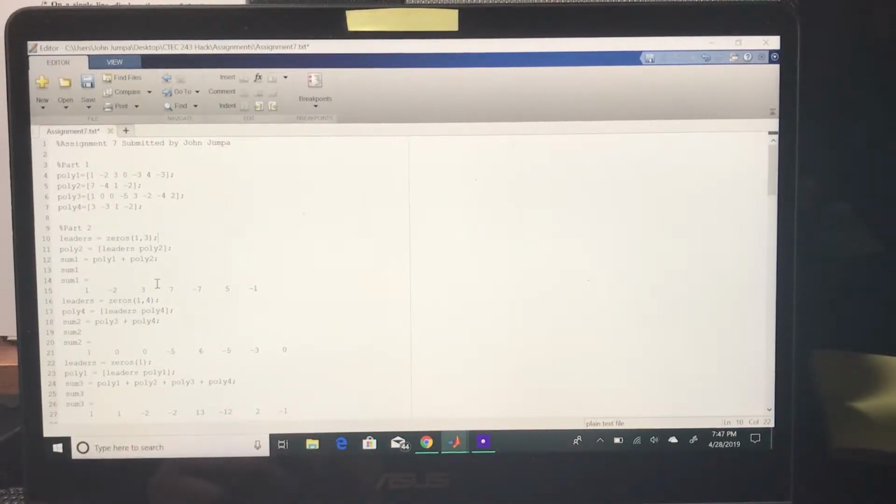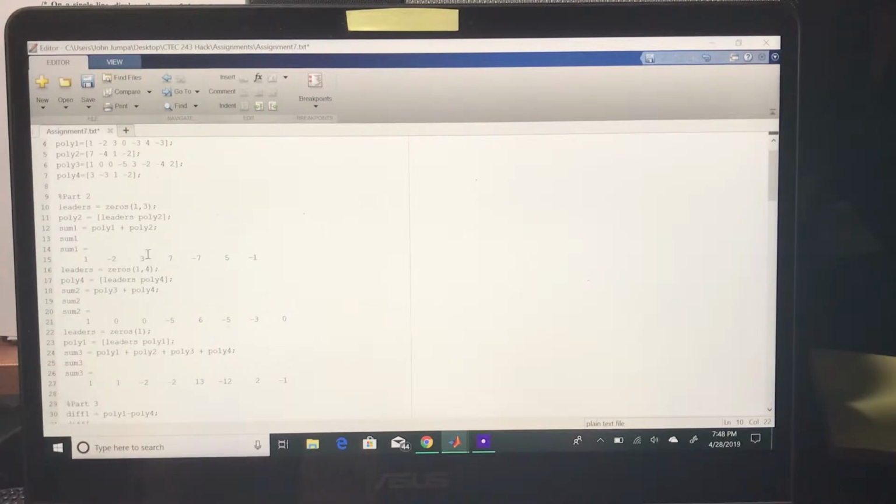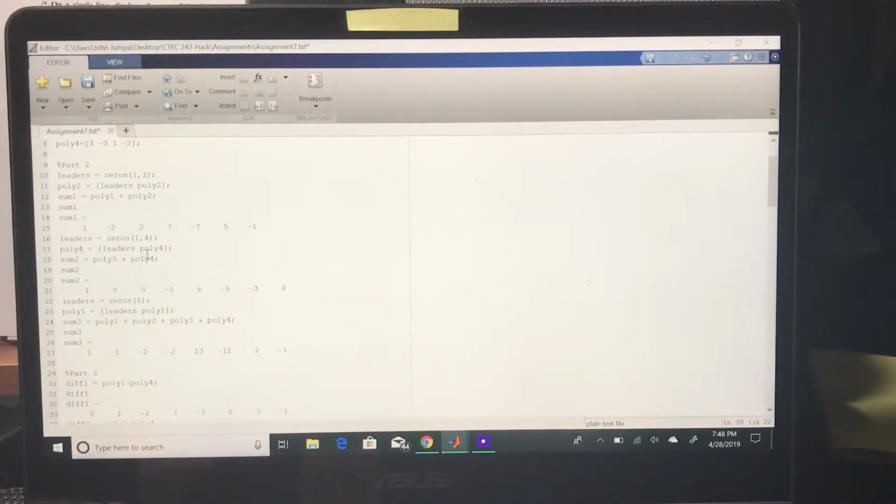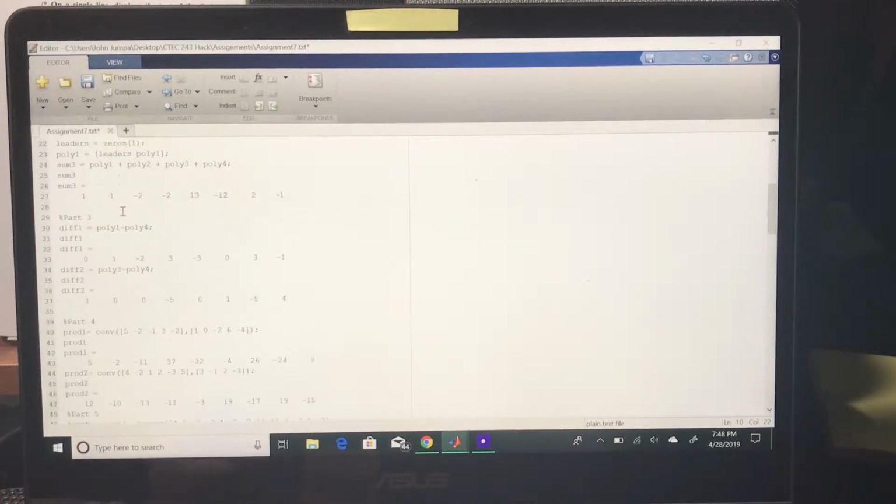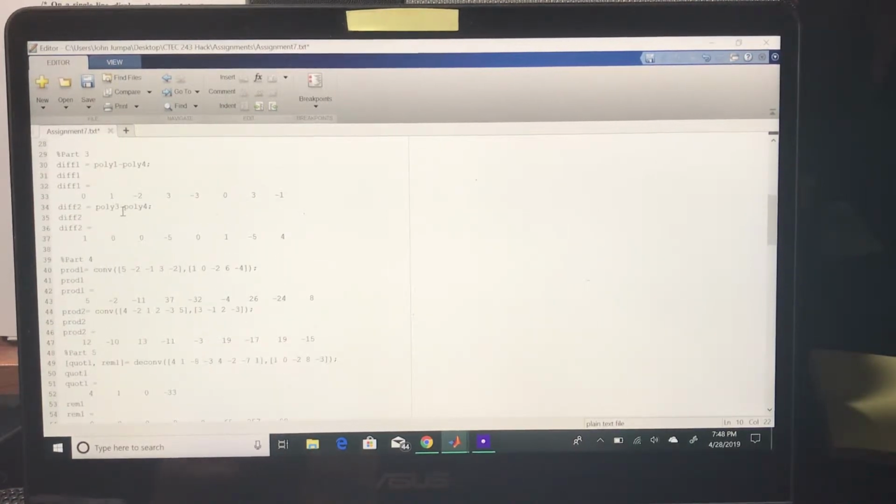MATLAB won't give you an error saying you cannot add these polynomials because they are not the same matrices. And I got the sum 1 there. And as you can see, you could do the same thing for the rest of the polynomials to get the sums. And off to part 3.